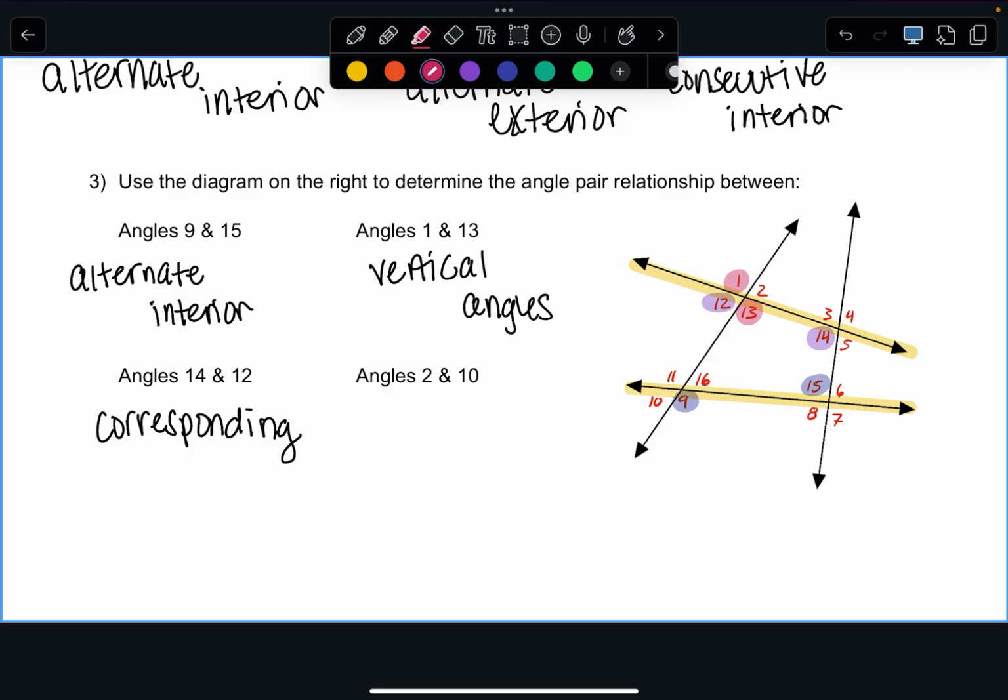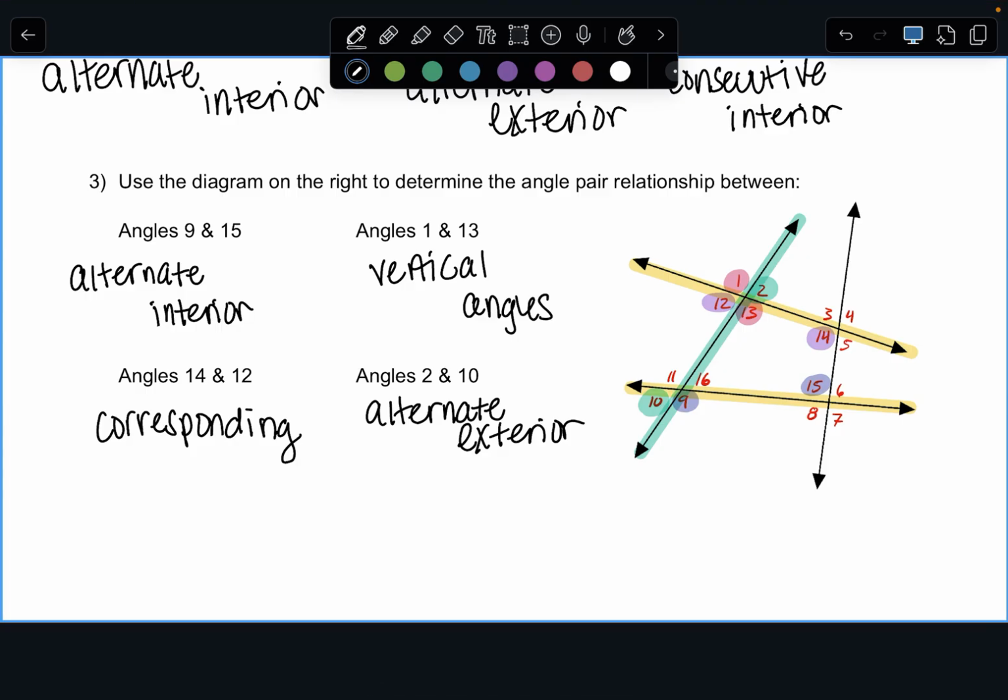And then the very last one, angle 2 and angle 10. Your transversal is this green line. Outside your two yellow lines, so it has to be exterior. And opposite sides of the transversal, so alternate. Exterior. Questions about anything from today?